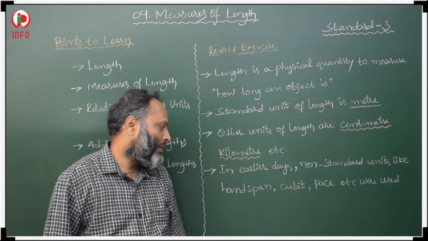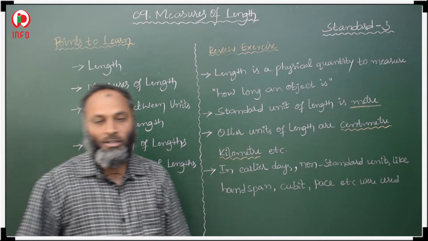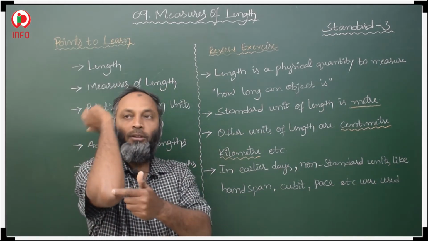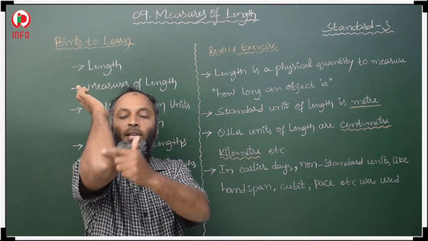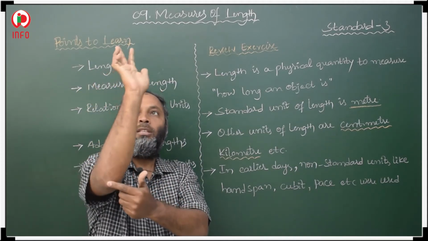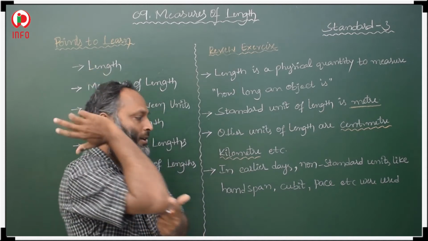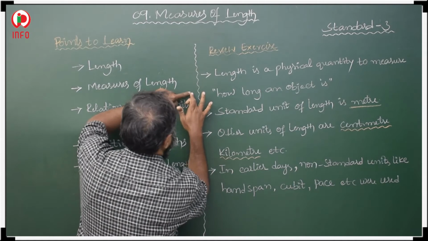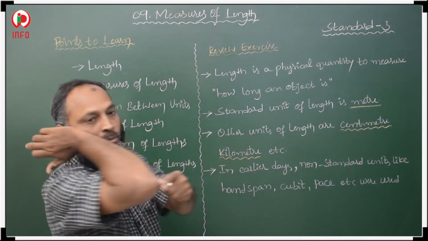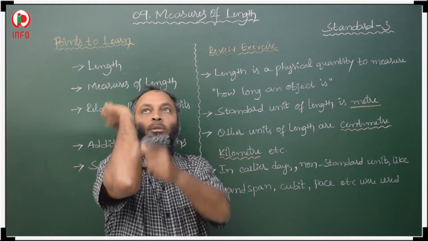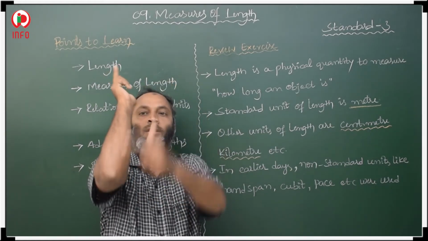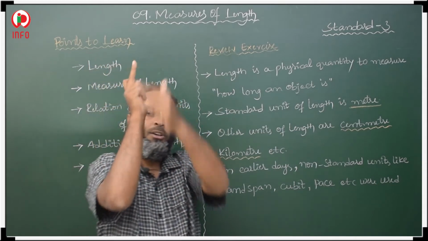Then after that, they used the cubit. Cubit means the length from here to here, from the elbow to the big finger. This is one cubit, this is one cubit. They were measuring using the cubit. So the total length from the elbow to the longest finger is a cubit.